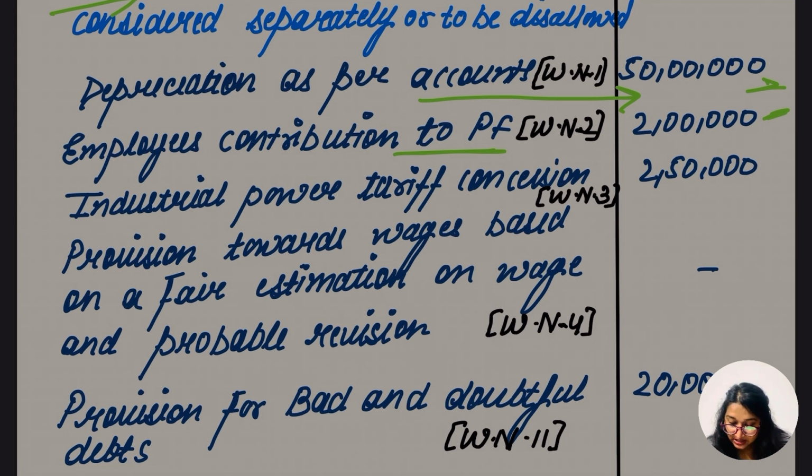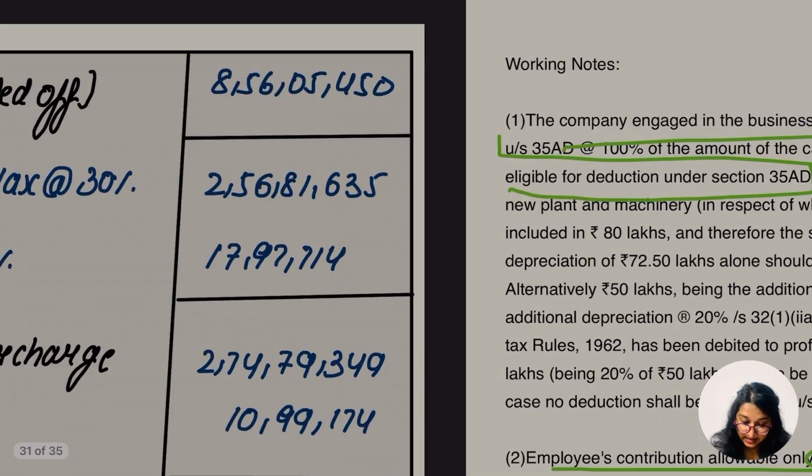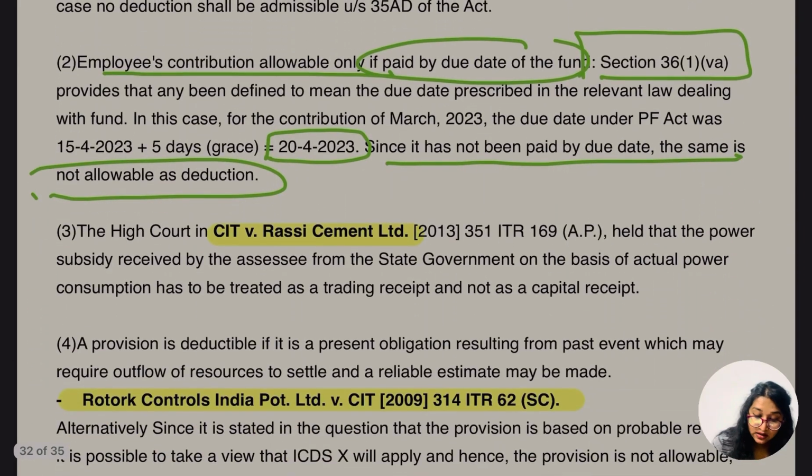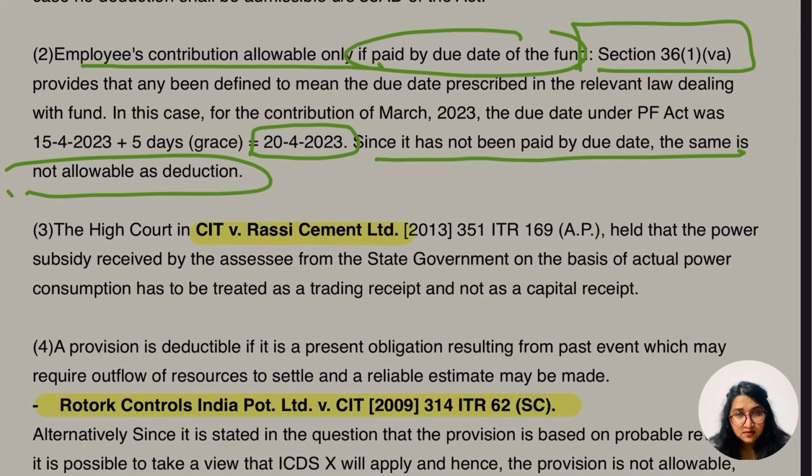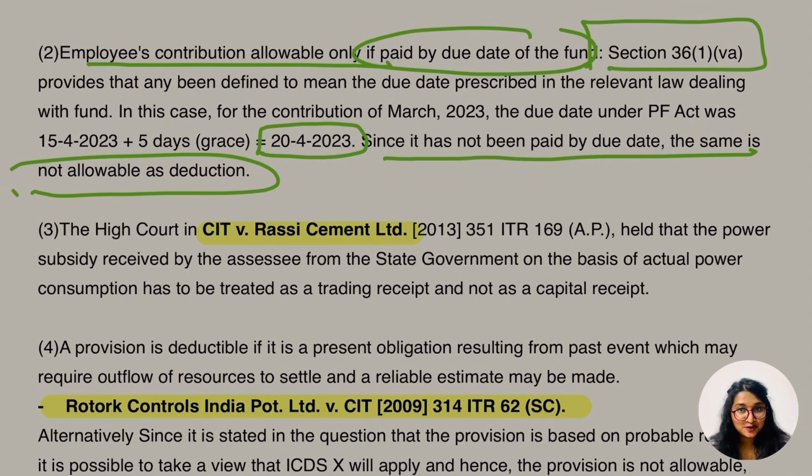Industrial power tariff concession provision, this is going to be working note number 3, to be added back. So yes, as per the High Court in CIT versus Rasi Cement Limited, this is a case law. I'll tell you one more thing. Go for the case laws and all. You have to mention the case law if you have already prepared for it. That gives a weightage. Definitely we are going to score more.